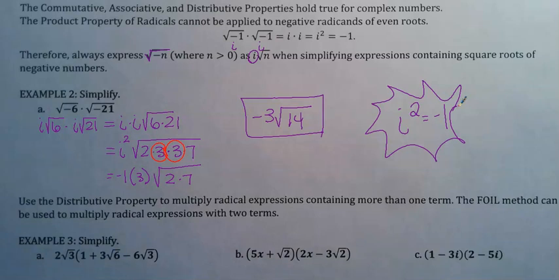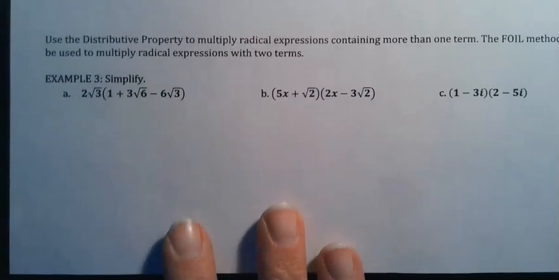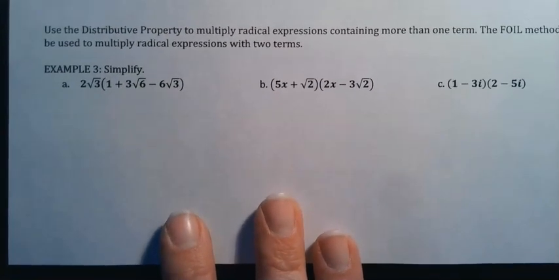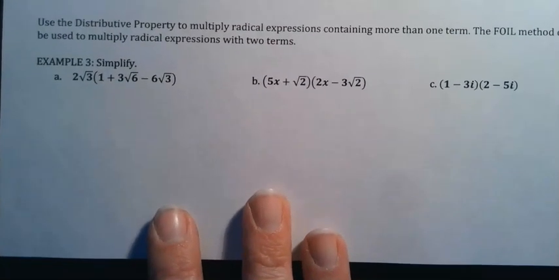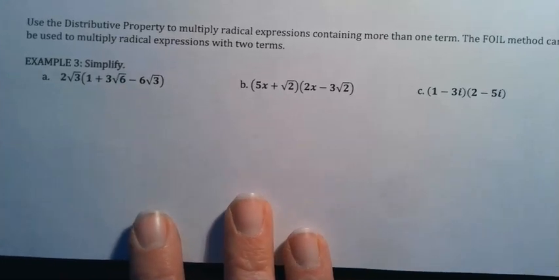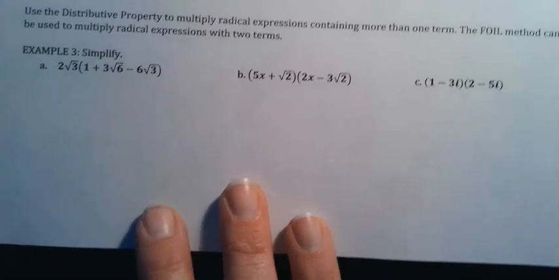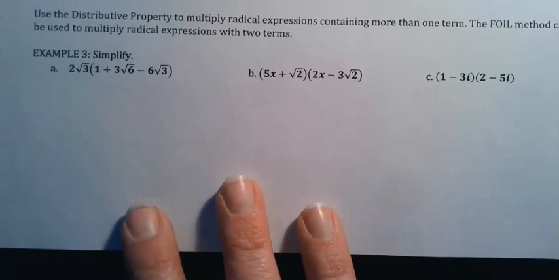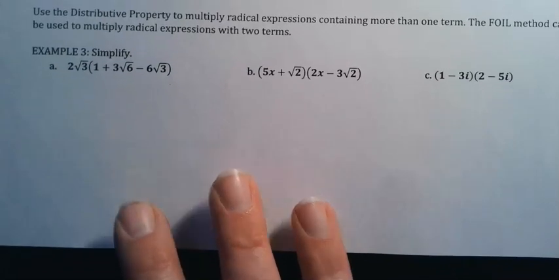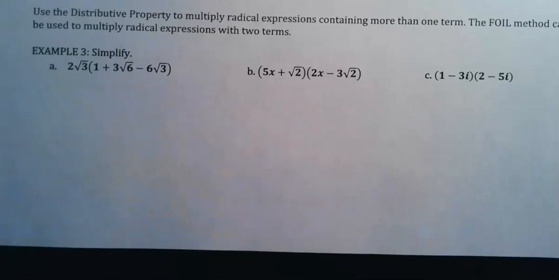Next, we're going to use the distributive property. So, use the distributive property to multiply radical expressions containing more than one term, and the FOIL method can be used to multiply radical expressions with 2 terms. Sorry, my paper wants to get crooked there with my setup. All right, so we're going to use the distributive property to multiply radicals with more than one term, and FOIL to multiply if they have 2 terms.